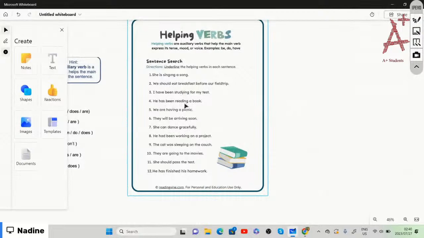He has been reading a book. We need to identify the helping verb within that sentence. The helping verb, also known as the auxiliary verb, can be has been. And our main verb we can identify as reading. So reading is our main verb, and has been is our helping verb.